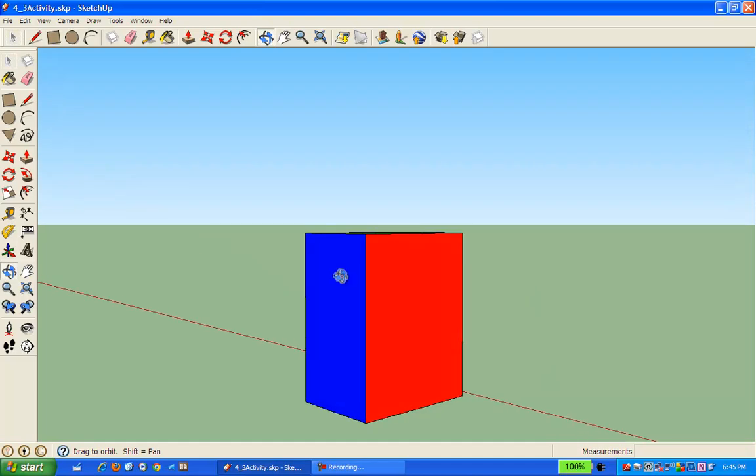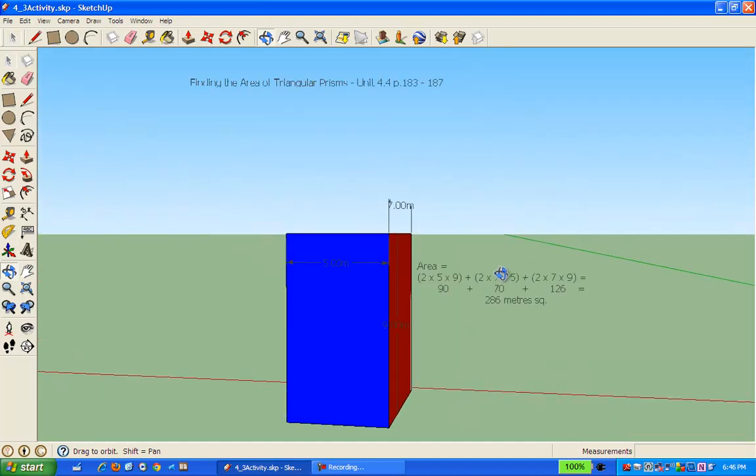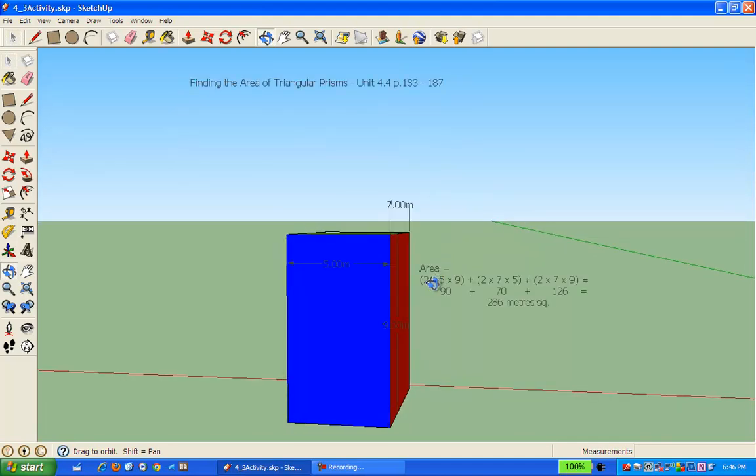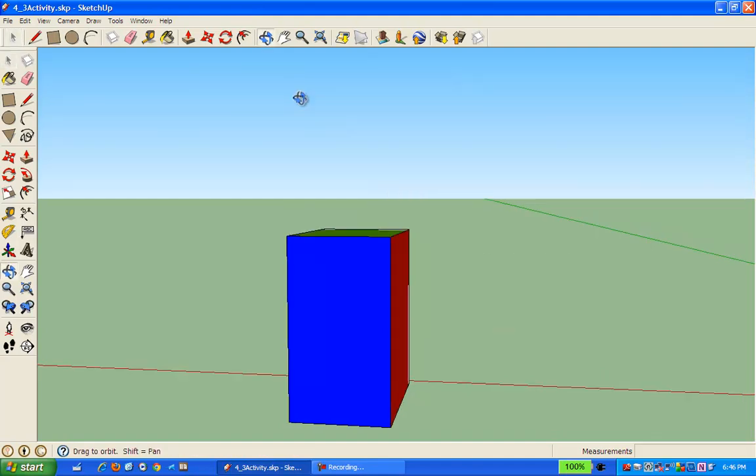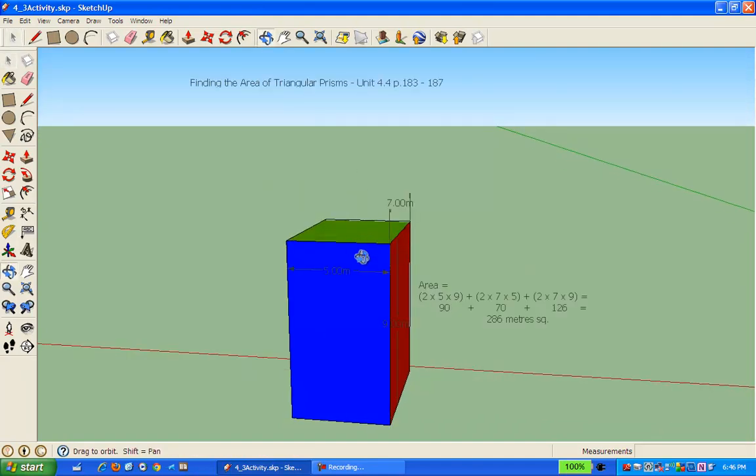So when we calculate the area of this prism, we have two in the formula, which represents the number of rectangles that we have that are blue, let's say, and we have 2 times 5 times 9. So this blue rectangle is a total of 90 square meters. Then we have 2 times 7 times 5. 7 is the green one at the top, 7 by 5. So there's two green rectangles, sorry, for 70 square meters.